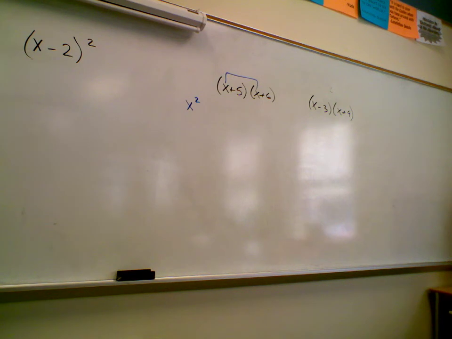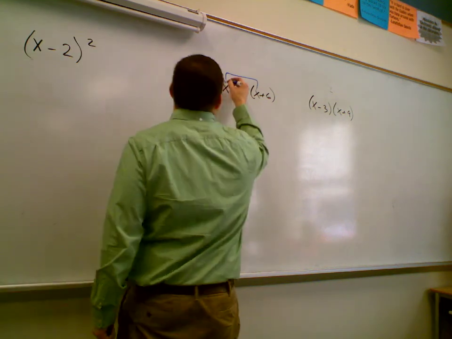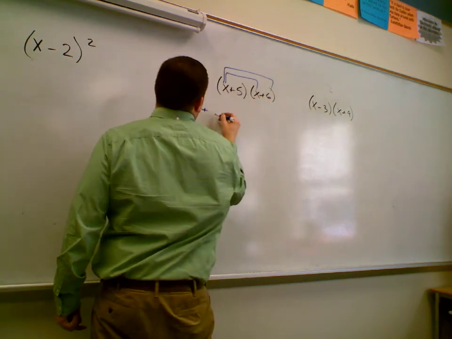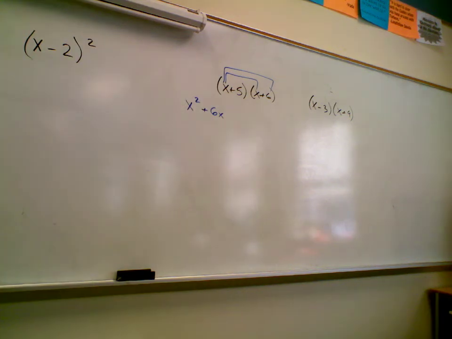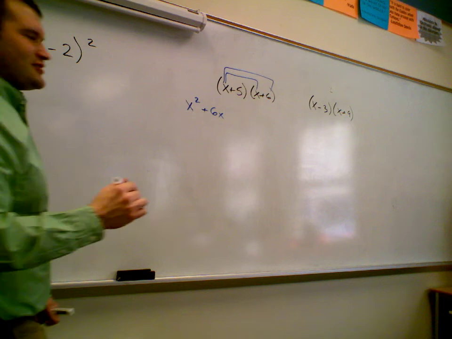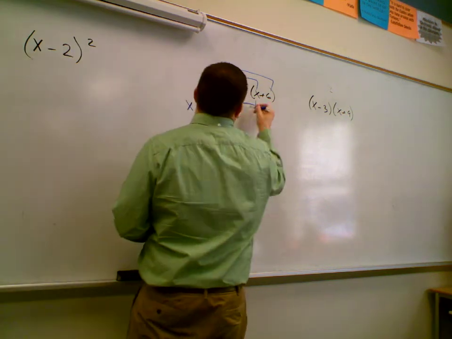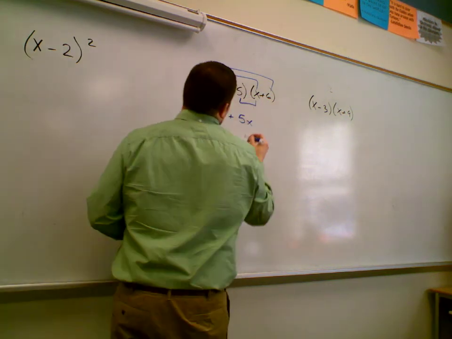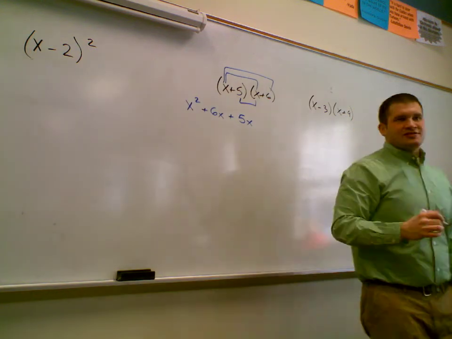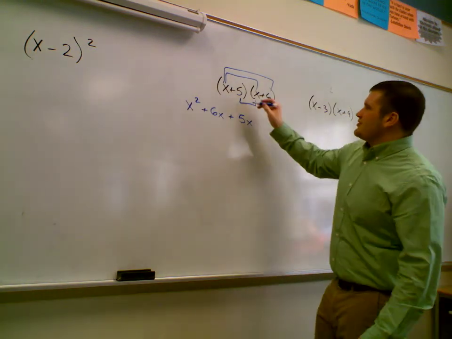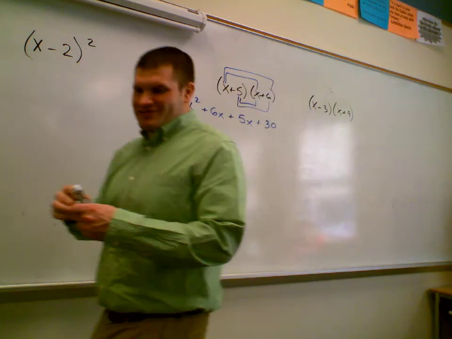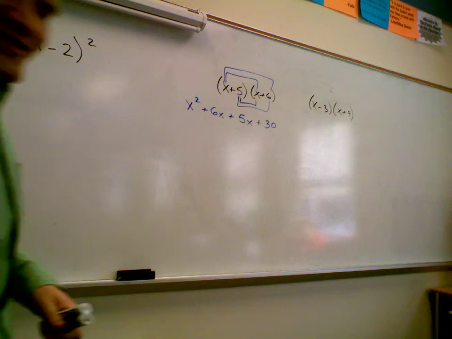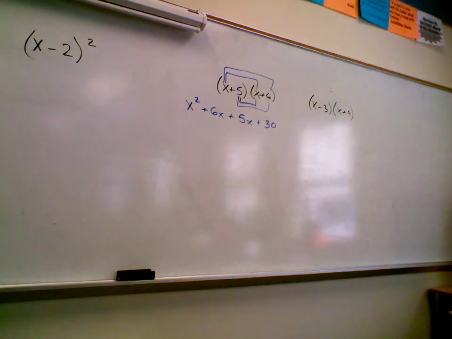Okay. Outside. X times 6 makes 6x, right? Inside. What's next? 5 and x, right? Makes 5x. And lasts. 5 and 6. What does that make? 30. Not 36. 30. Does that make sense, guys?